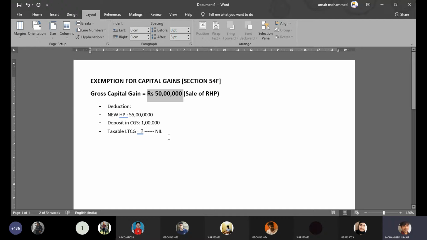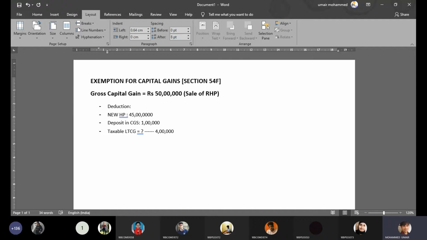So therefore there is no taxable amount as such. But let's assume the new house property is 45 lakhs and this deposit is 1 lakh. So in this case, the taxable amount will be 4 lakhs. So this is what generally we do.